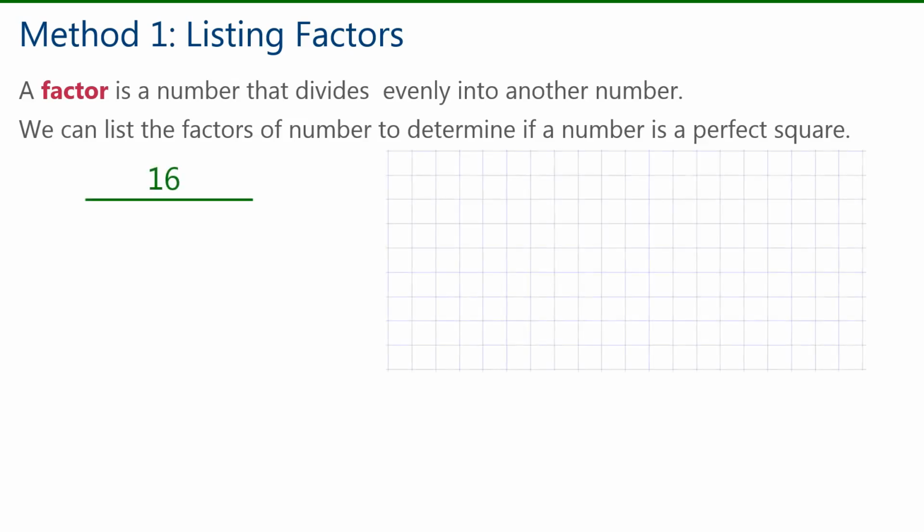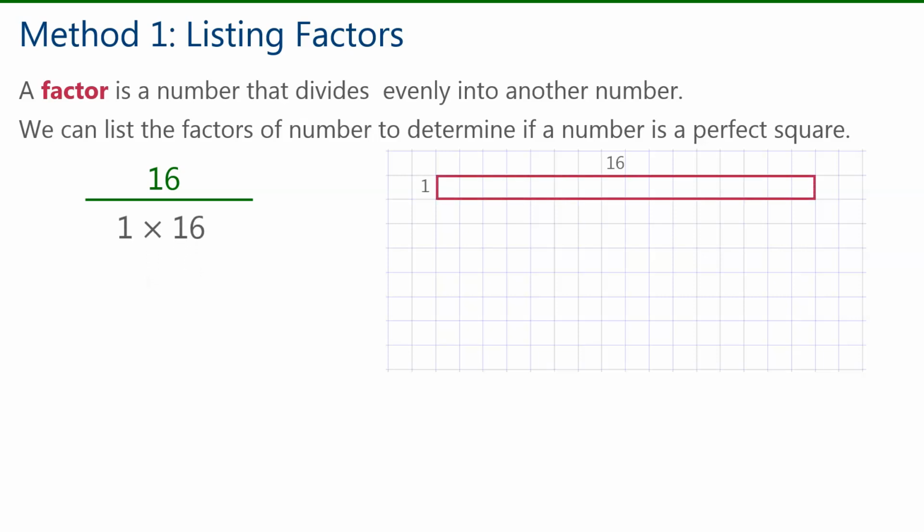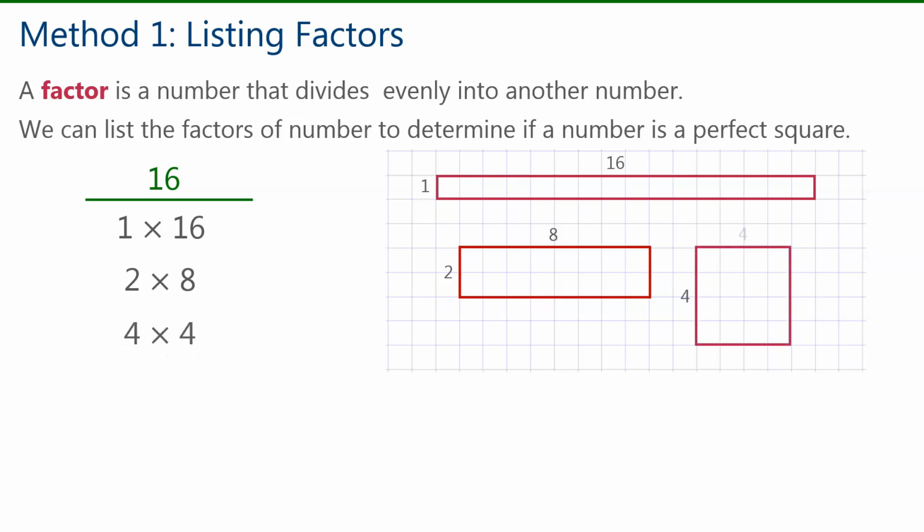To list the factors of 16, we can write the pairs of factors that multiply to produce 16. So we have 1 times 16, and we can create a rectangle with dimensions of 1 by 16. We have 2 by 8, and here's a rectangle with the same dimensions. And then the last factors are 4 by 4, which as we can see here, creates a 4 by 4 square. If we write the list of factors, we get 1, 2, 4, 8, and 16.